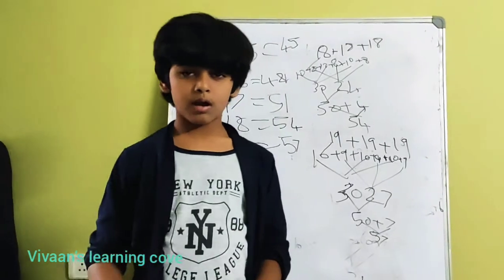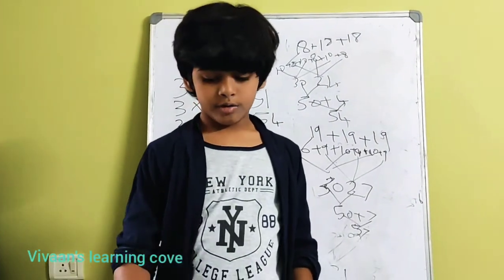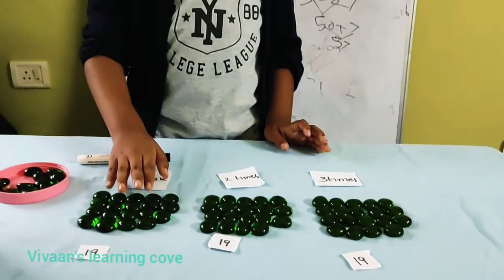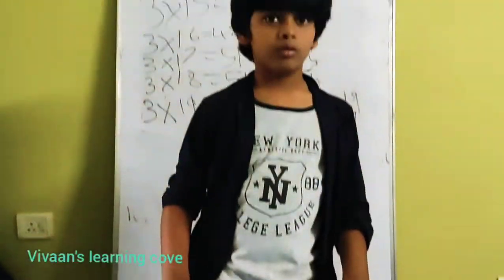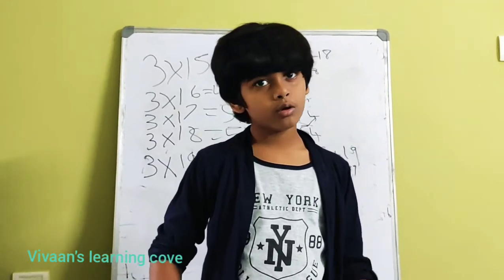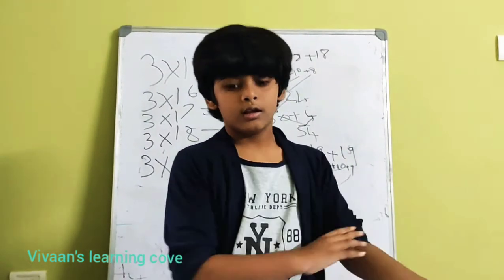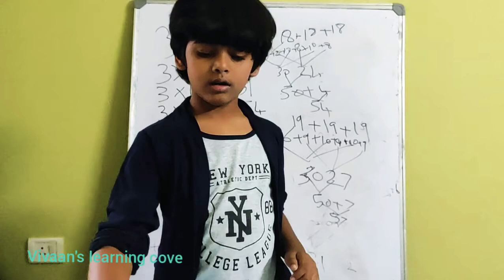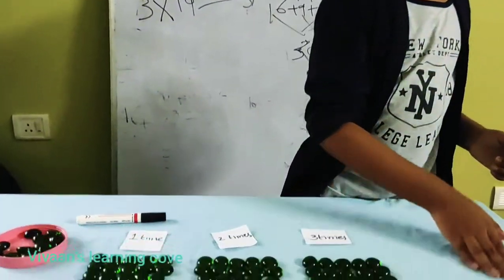See, now I don't want to split it. Normally we know there are going to be 19 groups and there are 3 pebbles in each group. So it's obviously 19 times 3. Now let us start 20.